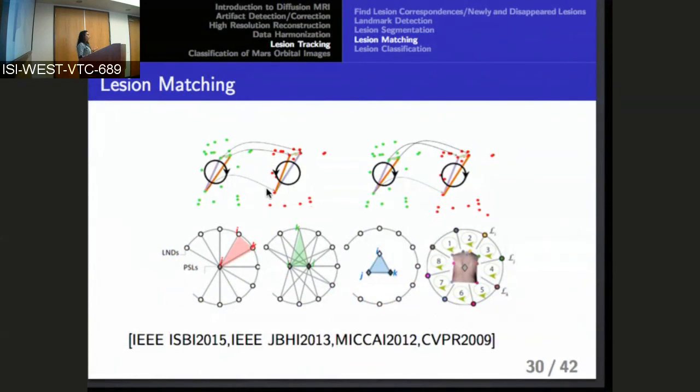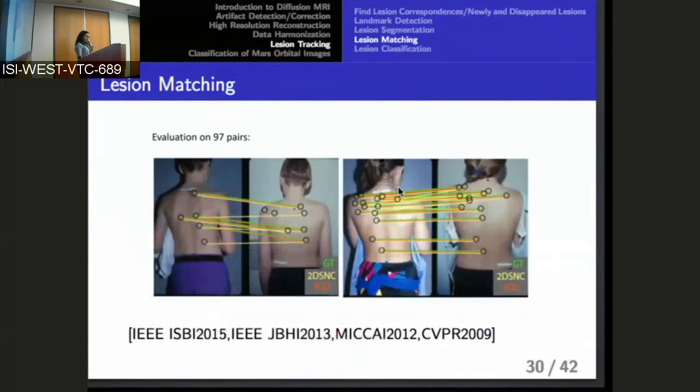So, okay, what should we do? What we did was that we designed some Jacobian-based descriptors and fed those descriptors to our matching algorithm, and it encouraged our objective function to end up with solutions which respect the topology of the matching. And these are some values. So we evaluate this method over 97 pairs of images provided by British Columbia Cancer Agency.